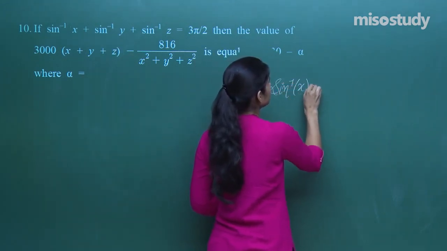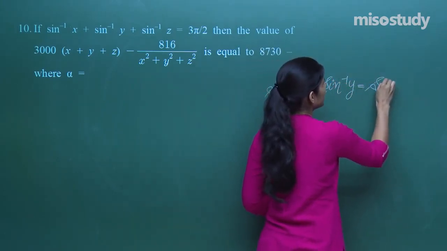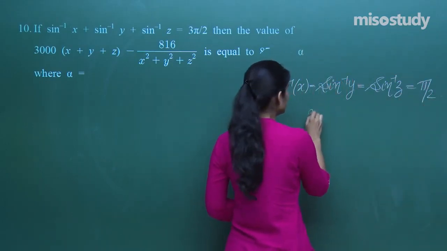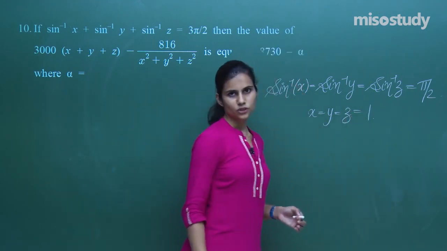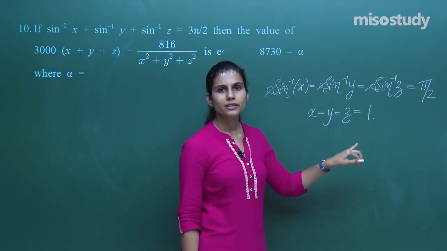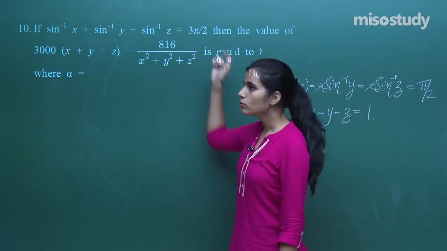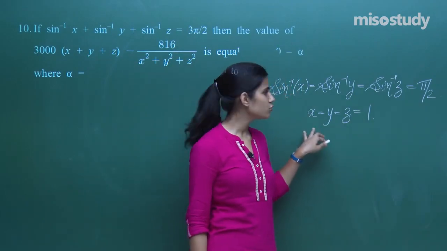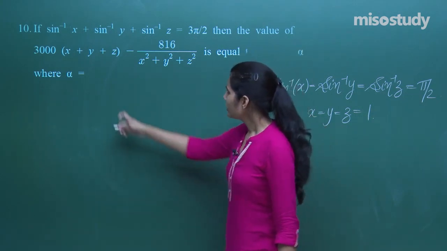Sine inverse x is equal to sine inverse y is equal to sine inverse z is pi by 2. This means x equals y equals z equals 1. You know this by the graph that sine inverse of 1 is actually pi by 2. So, if all these 3 are equal to pi by 2, only then can I get the sum equal to 3 pi by 2, right? That means I can get this sum to be 3 pi by 2 only when all these 3, x, y, z, are equal to 1 each. So, what is this expression now?